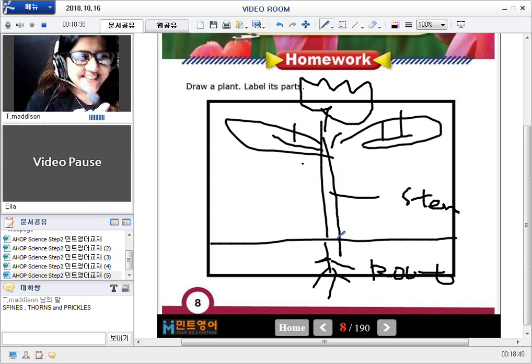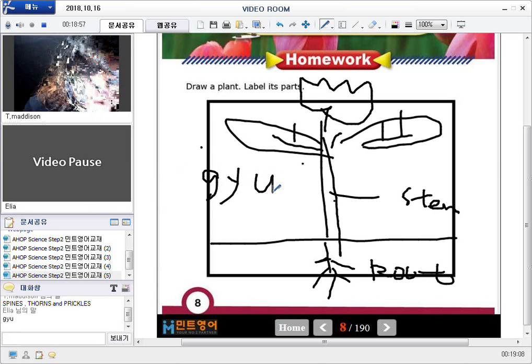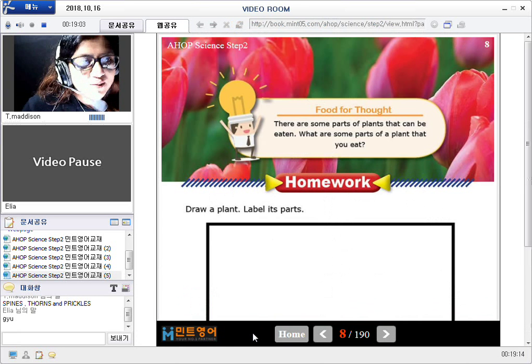I'm going to pretend that it's your son drawing the picture. Very good. What's your son's name, by the way? Mingyu? Minju? No, Mingyu. Oh, Mingyu. All right, let's move on to the next part of our lesson.